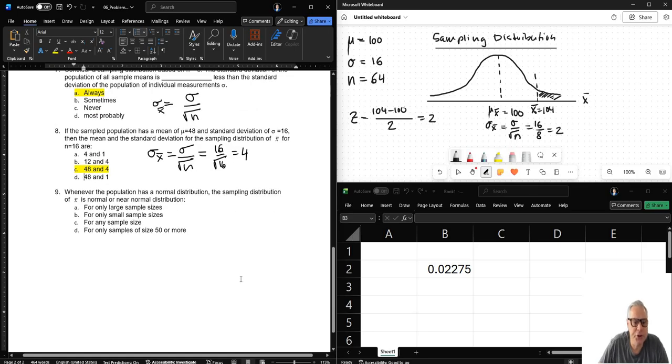Okay, last question. Whenever the population has a normal distribution, the sampling distribution of x bar is normal or near normal distribution for only large samples, for only small samples. Now in that case it's normal for any sample size, because if it comes from a normal distribution, the samples are normal too.